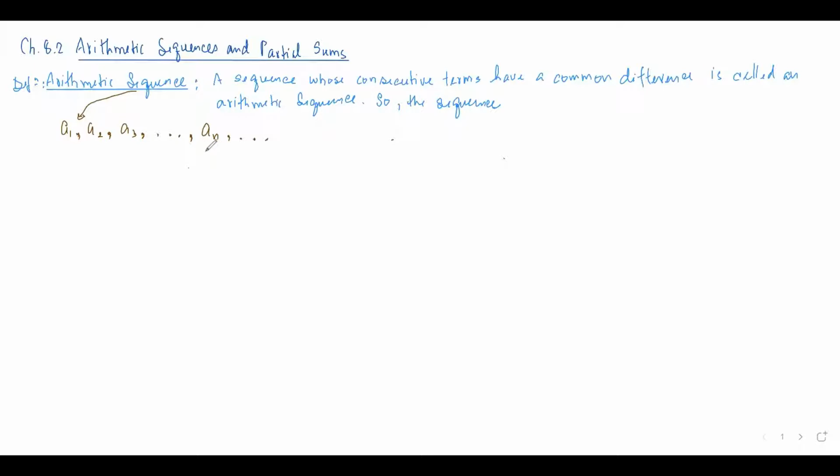When we have A1, A2, A3, and so on to the An term, that's a finite sequence. But if I continue with a comma and dots, that means you can write the sequence up to infinite terms. Now we come back to the arithmetic sequence. The meaning is a sequence whose consecutive terms have a common difference D. It's called an arithmetic sequence.